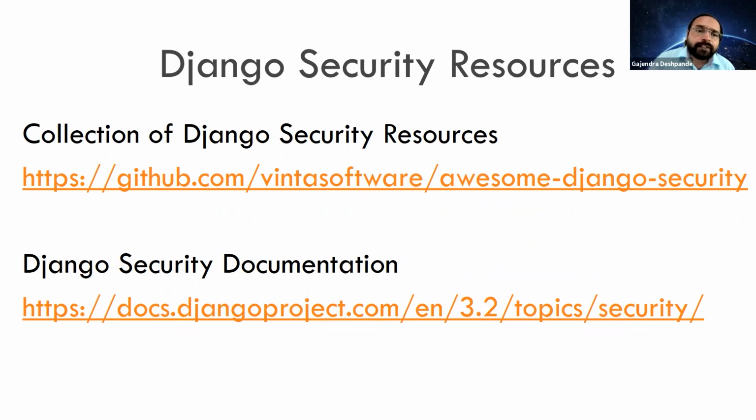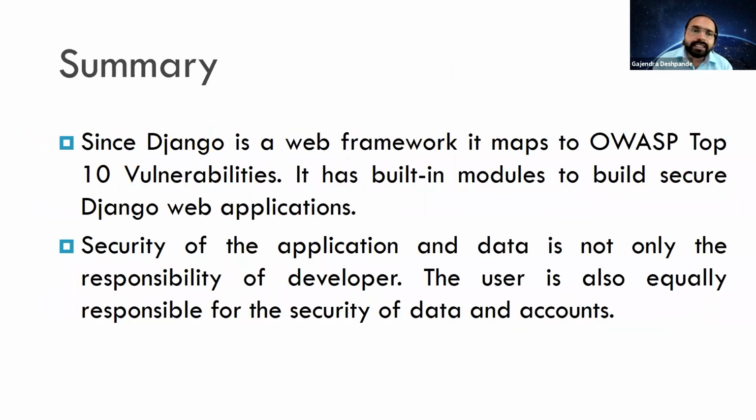You can also refer to security resources. These are a really good collection of Django security resources. You can follow this URL. Even the Django security documentation is really nice, so you can refer to it for additional information. I have just given you an overview of the OWASP Top 10 risks and how you can handle them using Django packages. So in summary, since Django is a web framework, it maps to OWASP Top 10 vulnerabilities.